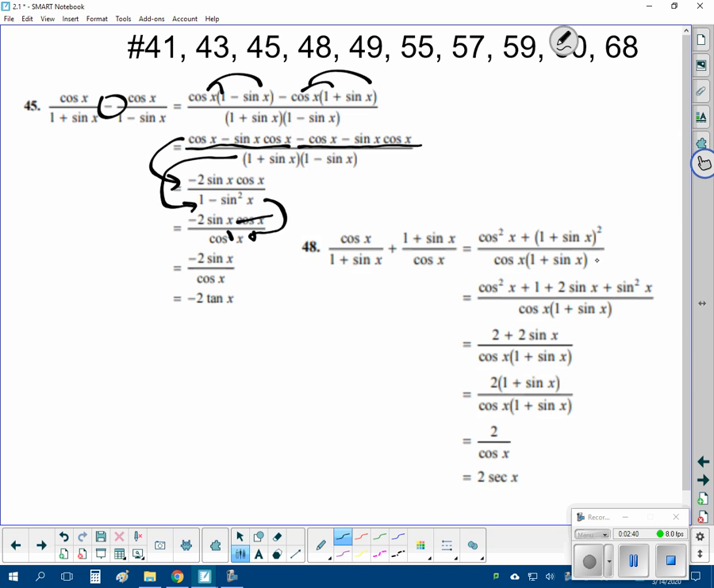48, again, it's common denominator. Your new numerators are these. Cosine squared of x plus sine squared of x becomes 1. So that 1 plus 1 becomes 2. They factored out a 2, and then that allows you to cancel 1 plus sine x, and then the cosine in the denominator becomes secant.